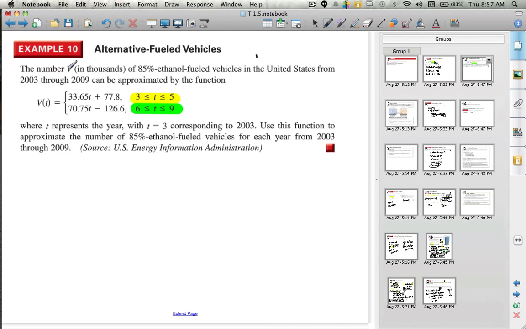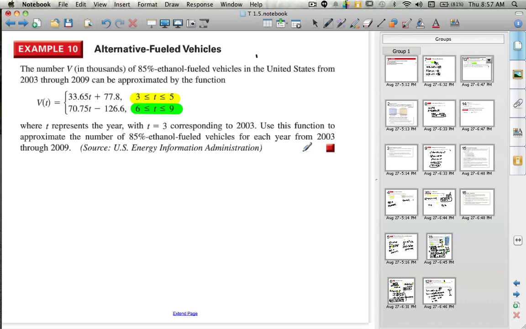So that's just the first thing I see in looking at the problem. I note the number V, in thousands, of ethanol-fueled vehicles in the United States from 2003 to 2009 can be approximated by this, where t represents the year with t equals 3. So this is years since 2000. So 2003 is the year 3, 2005 is 5, 2006 is this value, and 2009 is this one. Use the function to approximate the number of 85% ethanol-fueled vehicles for each year from 2003 to 2009.